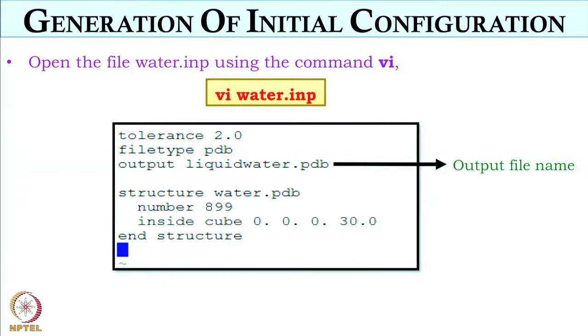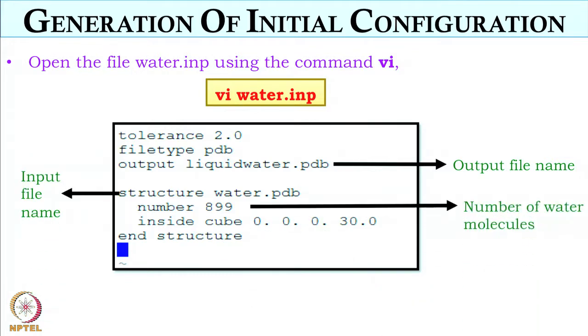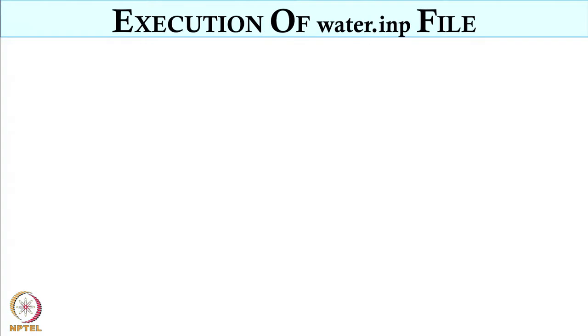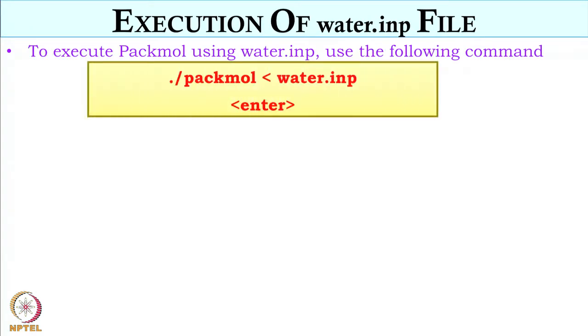So as I've already said, that is the output file name, this is the input file, this is the number of water molecules, and there is a cubical box of box length 30 angstrom. Now we have to execute PACKMOL using this water.inp file. To do that, we'll use the following command: ./packmol < water.inp. That means water.inp is an input file, PACKMOL is an executable command, and the result will be stored in some other file name.